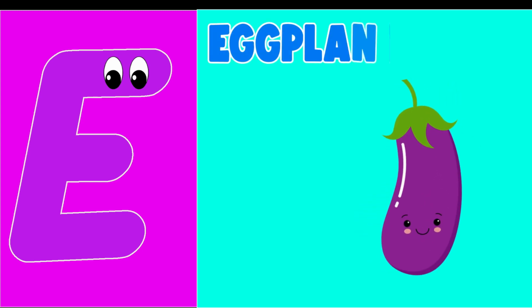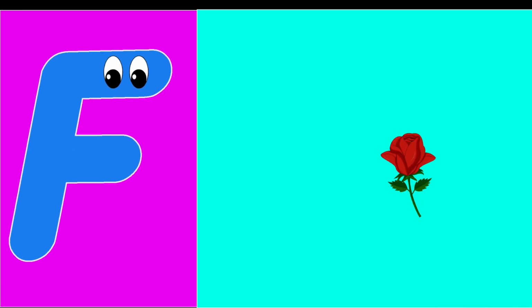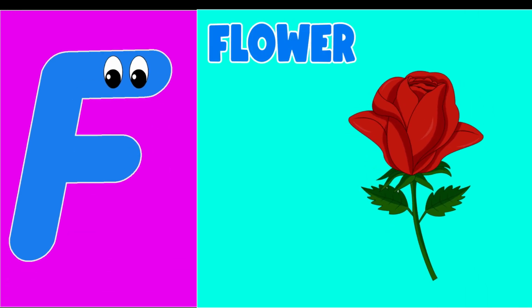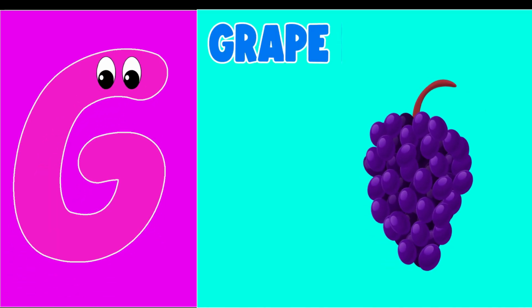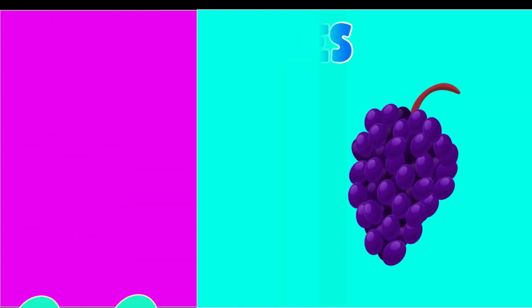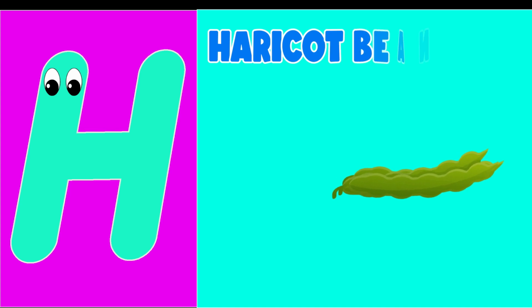E. Eggplant. E is for eggplant. F. Flower. F is for flower. G. Grapes. G is for grapes. H. Haricot bean. H is for haricot bean.